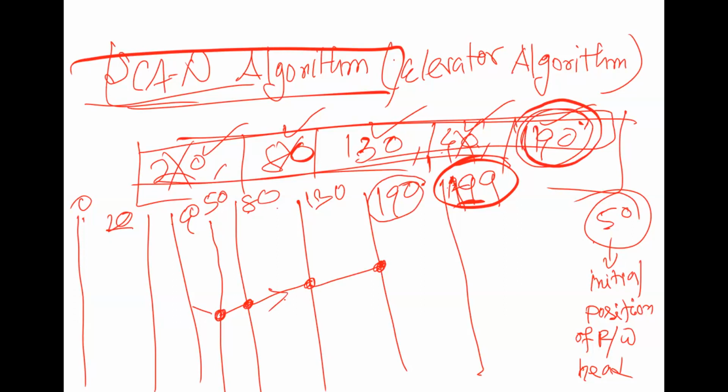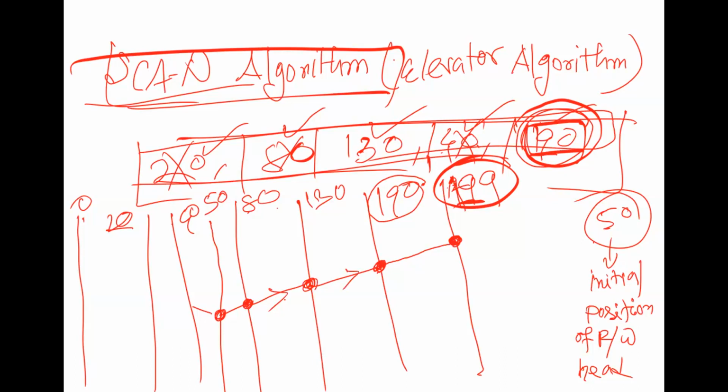the read write head in the SCAN algorithm does not stop here. It will go through till its last, outermost track, track 199. Even though the highest requested data is at 190, it will go till 199.